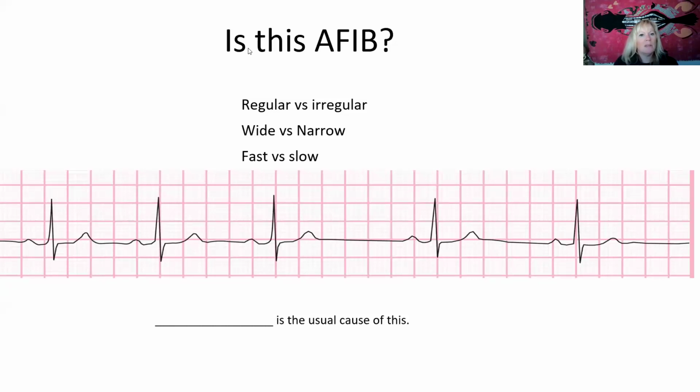Now here's another rhythm we're going to practice on, and this one could be confusing. It is a little confusing because it is irregular. There's more distance from R to R if you were to march this out. But when you see this, you really ask yourself, are there P waves?